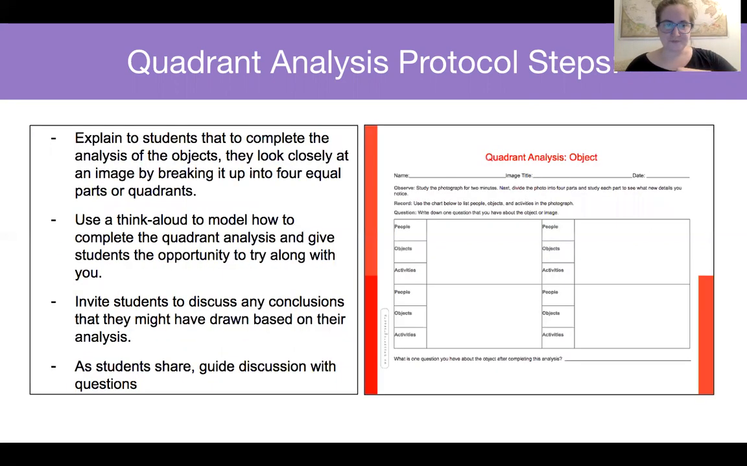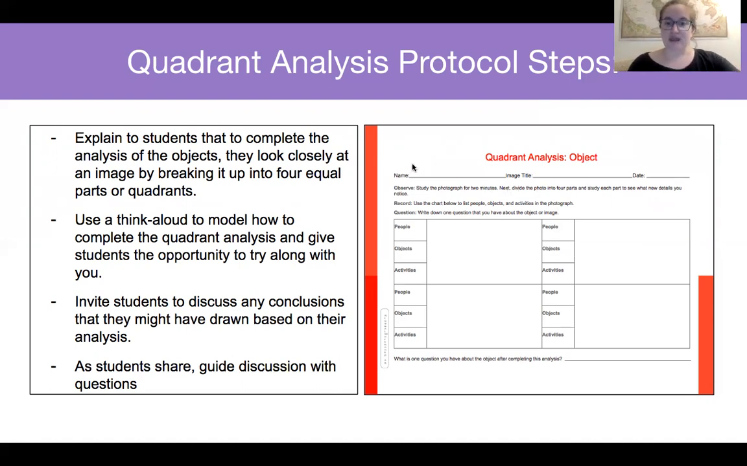Now, then you're going to explain to students that to complete the analysis, they look closely by breaking it up. And you can model thinking aloud to give a complete quadrant analysis and give students the opportunity to try it along with you. You might want to invite students to discuss any conclusions that maybe they've drawn based on their analysis. And as they share, you can guide the discussion with questions.